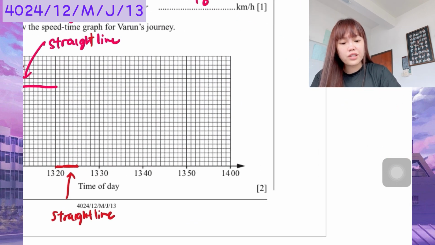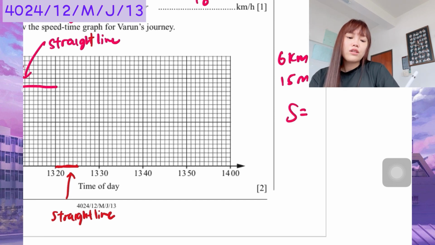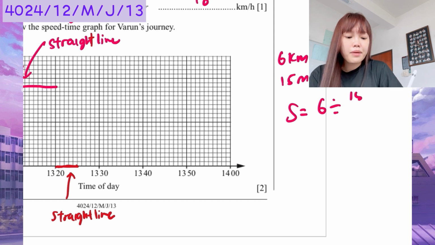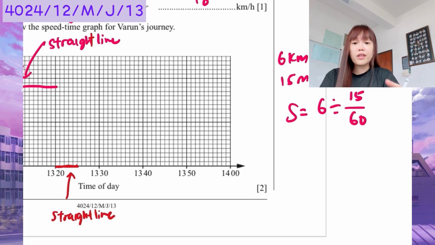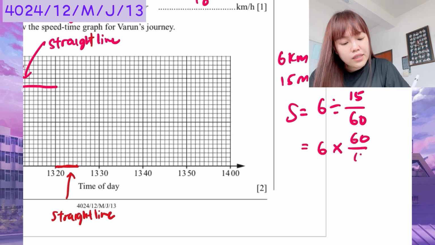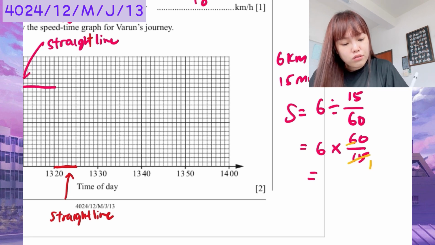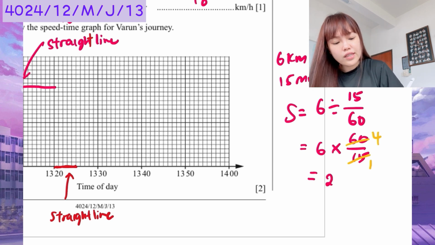Okay, I'm going to draw here. 6 kilometer, 15 minutes. To find the speed, you need to use distance divided by time. The time must be in hour, because your speed is kilometer per hour. So 15 over 60. Whenever you want to find the time in hour, you divide it by 60. This one will become 6 times 60 over 15. You flip. So this one 1, this one 4, divided by 15. So 6 times 4 is 20.